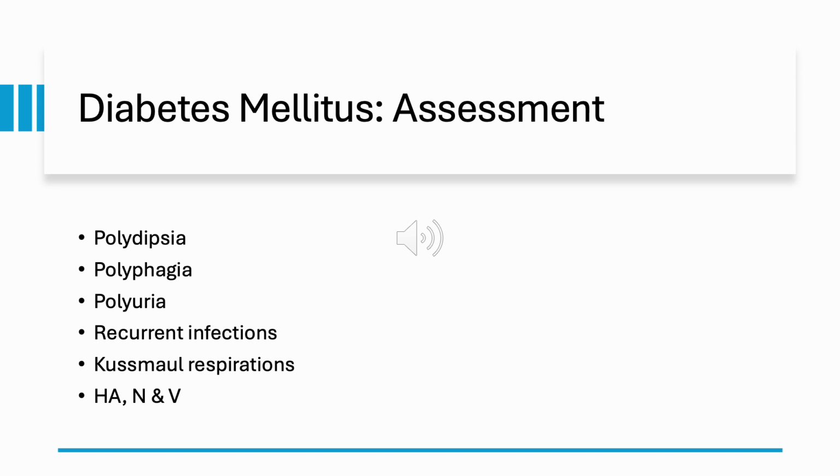Kussmaul respirations, this typically happens in type 1 diabetes when they get sick and their blood sugars get really high and they become acidotic. So it's a reaction to metabolic acidosis, and Kussmaul respirations, I don't know if you've had this before, are fast respirations. Okay, they're trying to blow off the PaCO2. And then, of course, headache and nausea and vomiting are also signs and symptoms of diabetes.